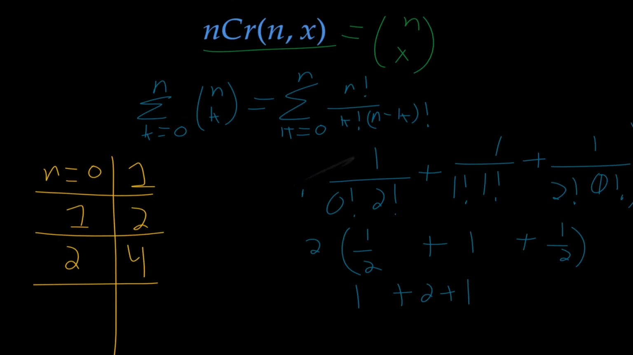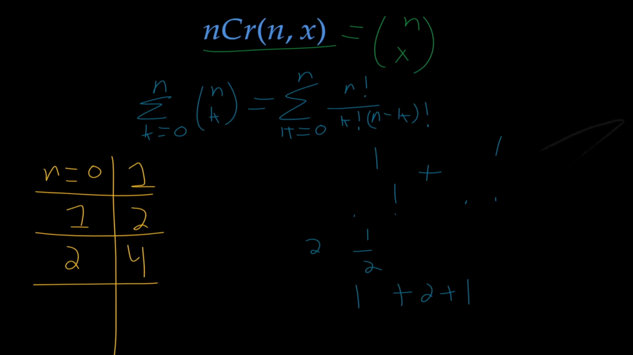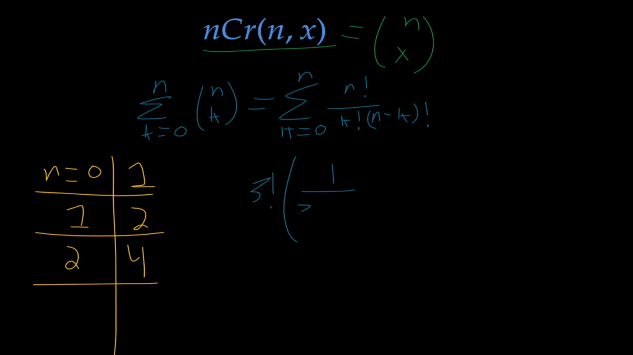You might start to see a pattern, but let's do one more to hammer the point home. Now we have the sum from k equals 0 all the way up to 3, so we have 3 factorial times 1 over 3 factorial times 0 factorial, plus 1 over 2 factorial times 1 factorial, plus 1 over 2 factorial times 1 factorial, plus 1 over 3 factorial times 0 factorial.